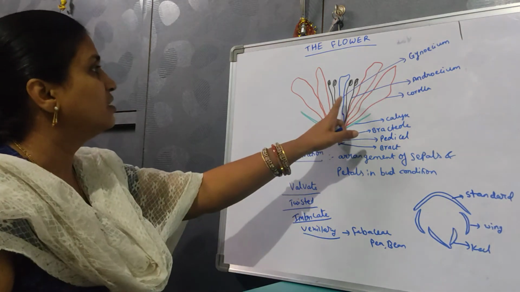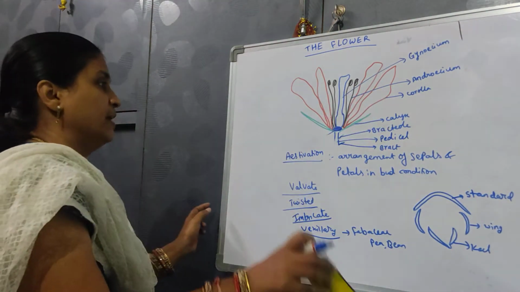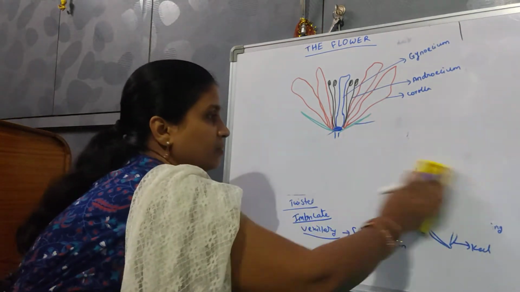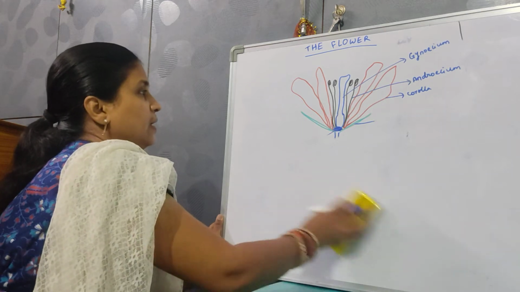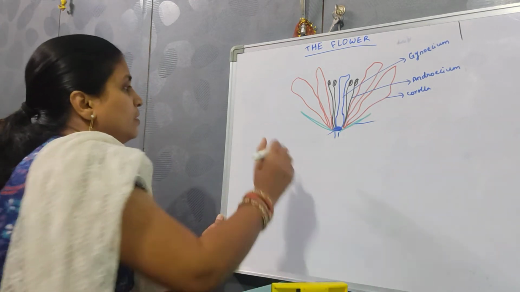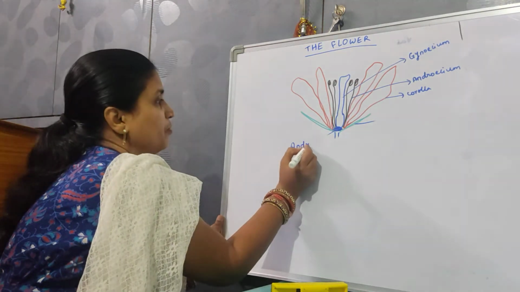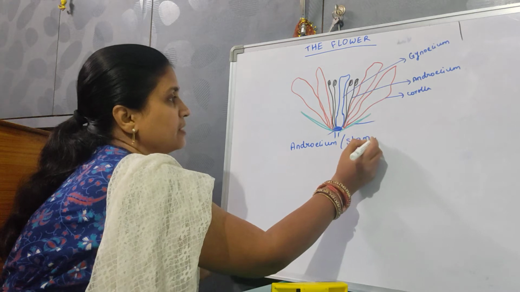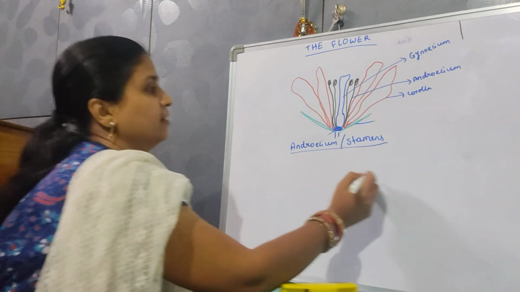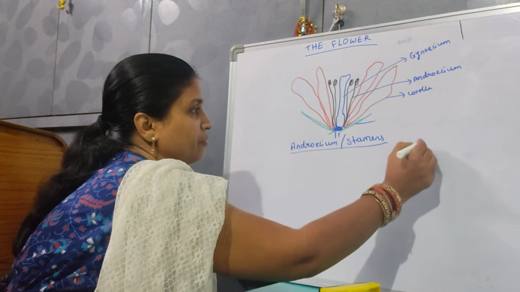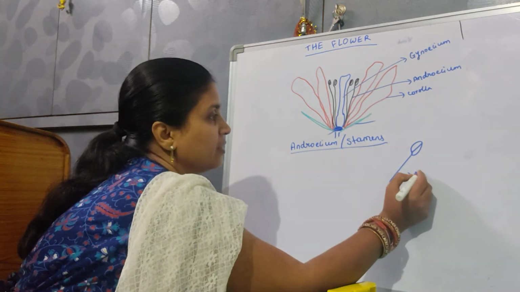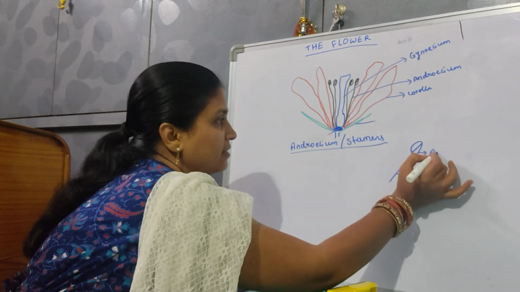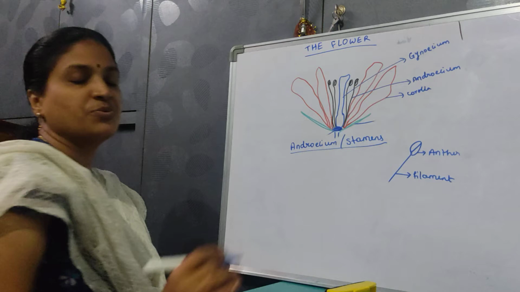Then coming on to the third innermost whorl, the androecium part, the male reproductive part. Androecium, or you can say stamens. They are represented by stamens. The stamens have two parts. The stalk is called the filament, and this filament is attached to the anther. The tip of the filament is attached to the anther.